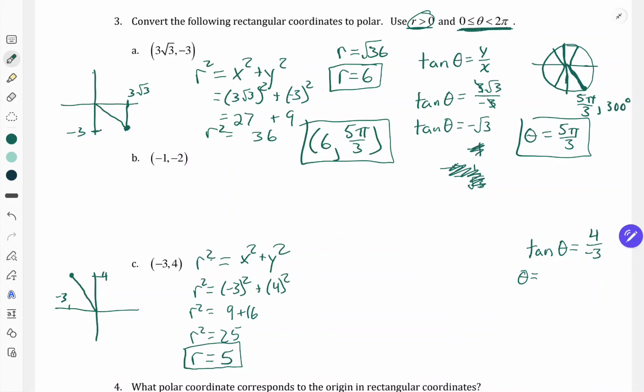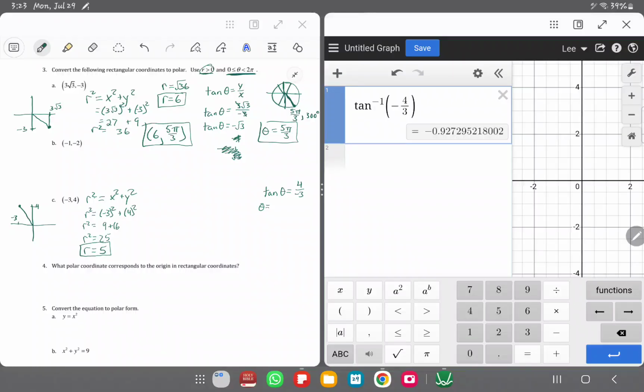Right, so theta is that, and let me go ahead and split the screen just a second so I don't have to keep popping it up. All right, so I got the screen split. So that theta is going to be this -0.92729, right? So we'll say 0.927. Really, we could round that to -0.9273.